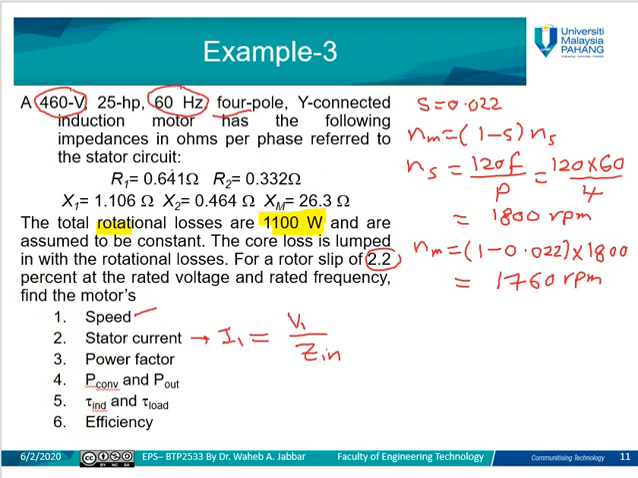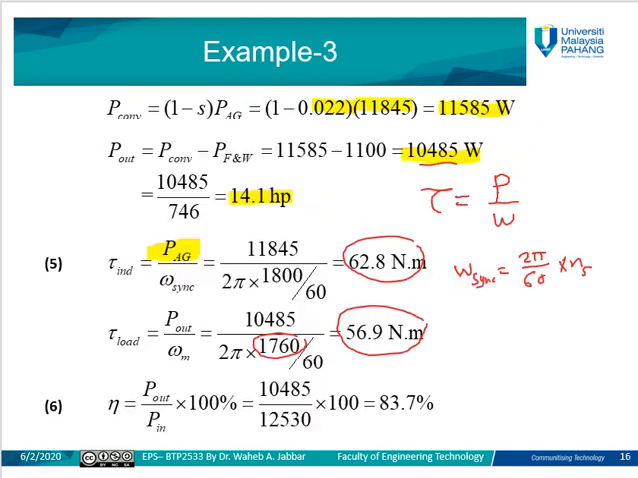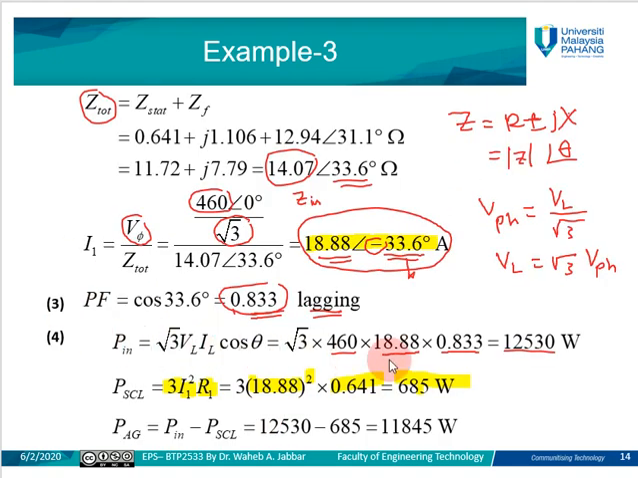The last part of this example is to find the value of the efficiency. The efficiency formula is equal to P out over P in. The P out is the power that we calculated, which is 10,485. The P in is the input power that we got in the previous slide, which is 12,530.